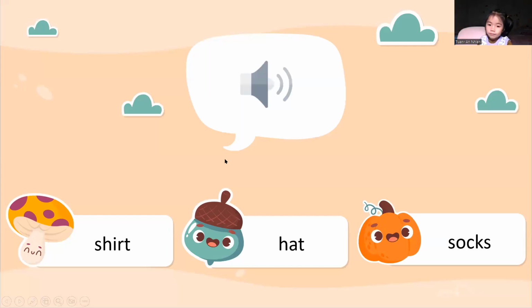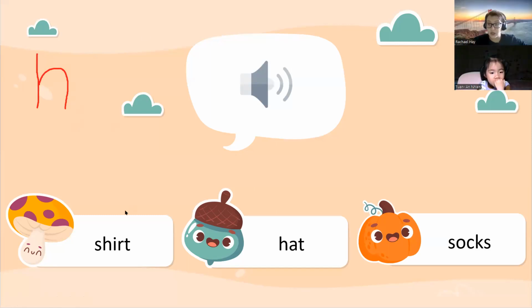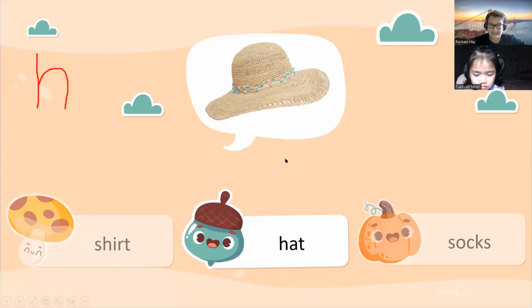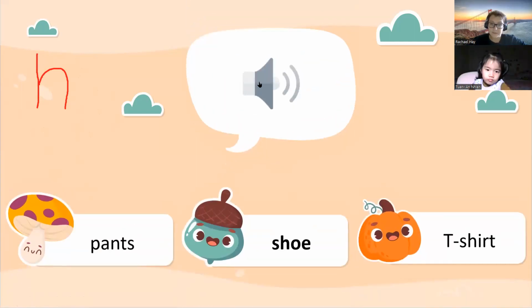Okay, let's try again. Okay, we're looking for the word hat. Hat starts with H. Good. Which word starts with this letter? Is it one, two? Good. Hat. T-shirt.